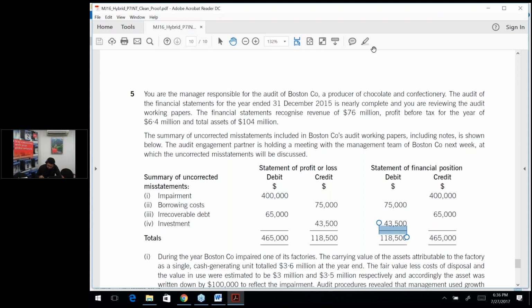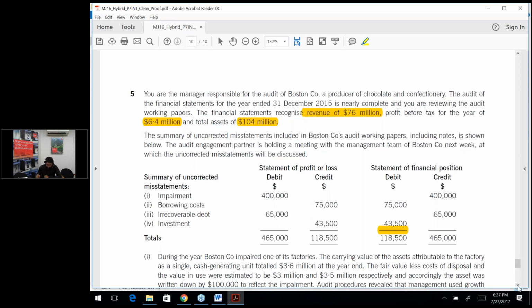You are responsible for the audit of Boston Company, a producer of chocolate and confectionery. The audit of financials for the year ended is nearly complete, and you're reviewing audit working papers. Financial statements recognized revenue of 76 million, profit before tax of 6.4, and total assets of 104 million. The summary of uncorrected misstatements included in Boston's audit working papers, including notes, is shown below. The audit engagement partner is holding a meeting with the management team of Boston Company next week, at which the uncorrected misstatements will be discussed. Now, what are these uncorrected misstatements?